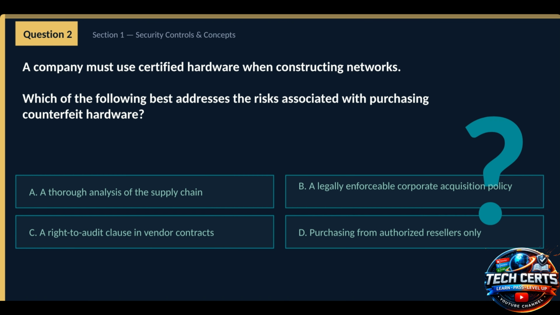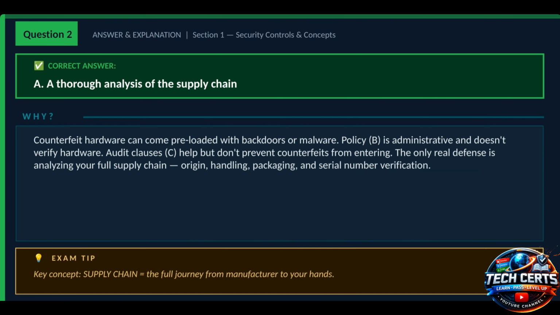Question 2. A company must use certified hardware when constructing networks. Which of the following best addresses the risks associated with purchasing counterfeit hardware? Pause and think before the answer. The correct answer is A, a thorough analysis of the supply chain. This is a supply chain security question. Counterfeit hardware is a massive real-world problem.